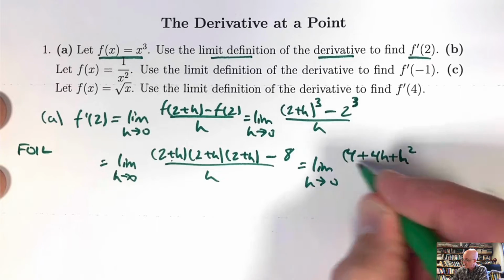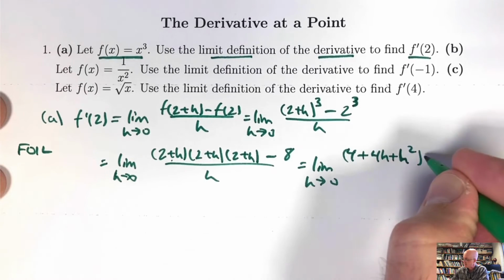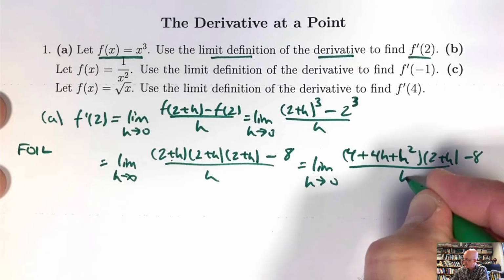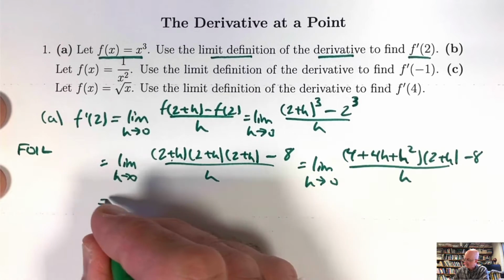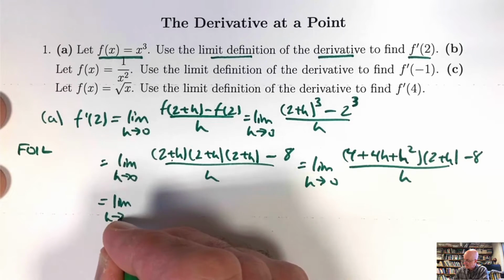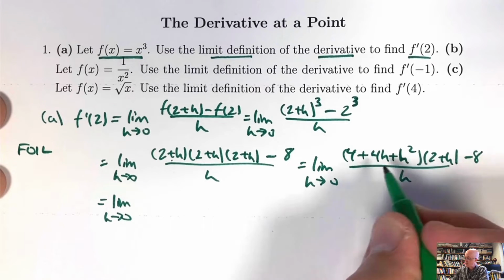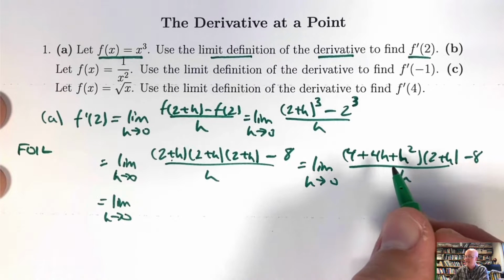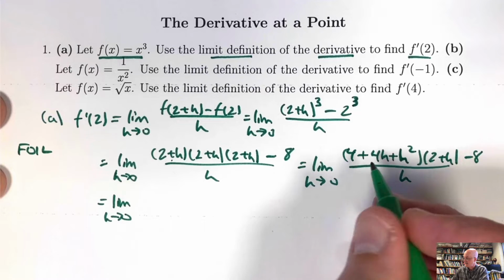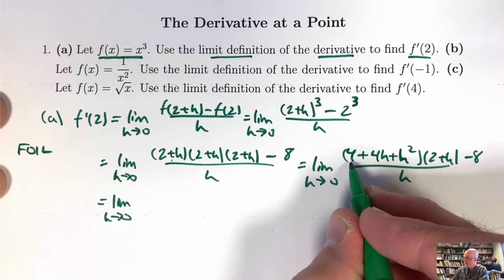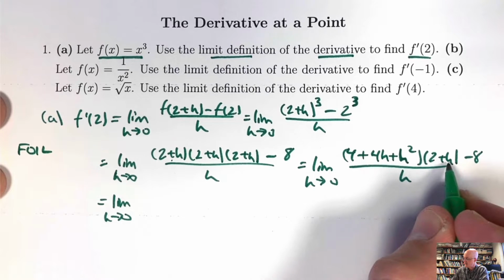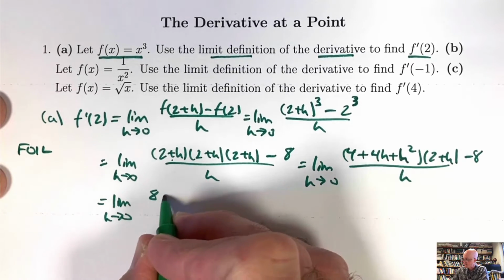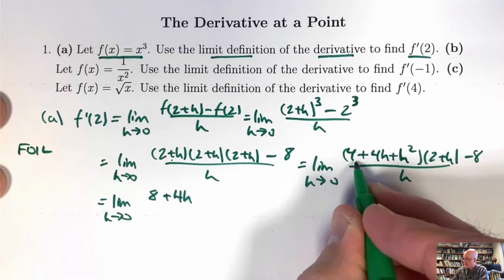Don't forget that you're also multiplying that by another factor of 2 plus h. We're subtracting 8 and then again dividing all by h. Expand this out. I can't FOIL anymore because this is a trinomial here, 3 terms, but what I can do is effectively use the distributive property like this. Take the first term over there, 4, and multiply it times each term here. 4 times 2 is 8. 4 times h is 4h. 4 times h right there.